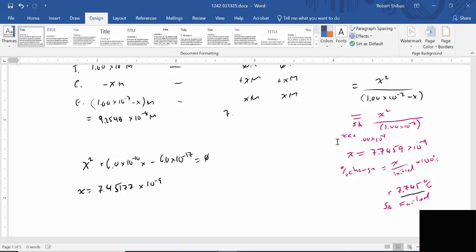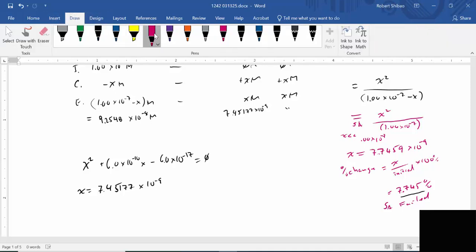And then x is 7.45177 times 10 to the minus 9. And this is the same here. So what we're going to do next is check our equilibrium concentrations and make sure that they work out to K. And so we'll check K here.